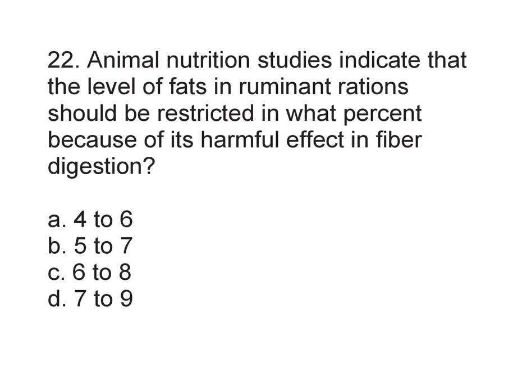Number 22. Animal nutrition studies indicate that the level of fats in ruminant rations should be restricted to 1% because of its harmful effect in fiber digestion. A. 4 to 6, B. 5 to 7, C. 6 to 8, D. 7 to 9. The answer is 6 to 8.